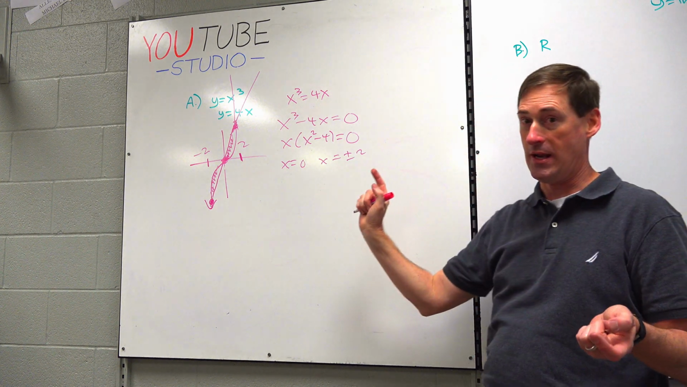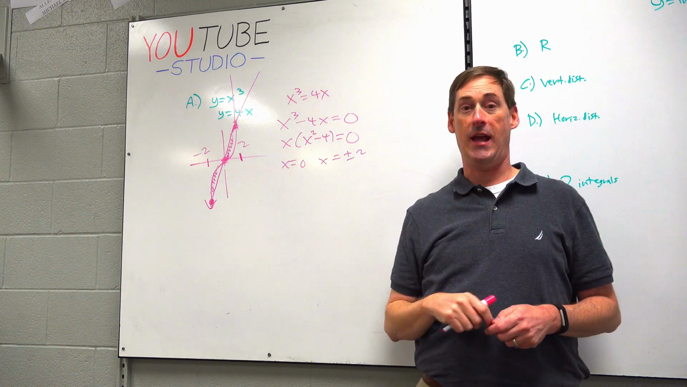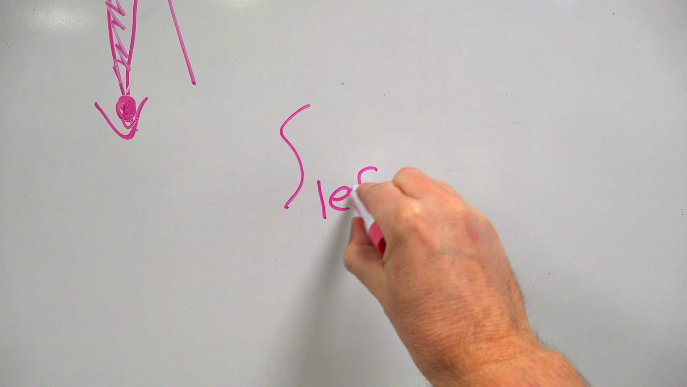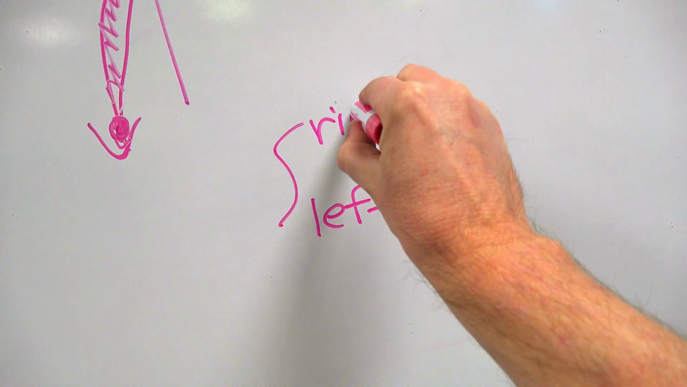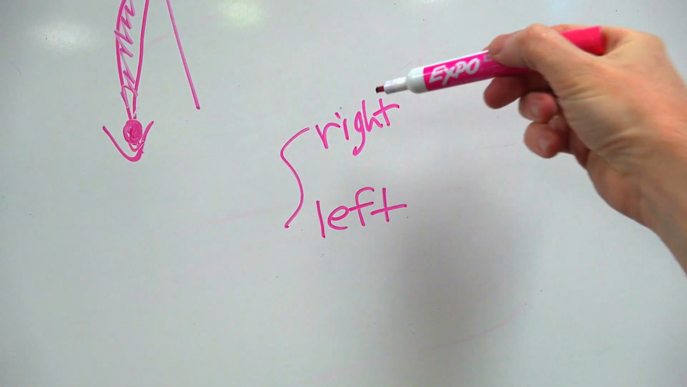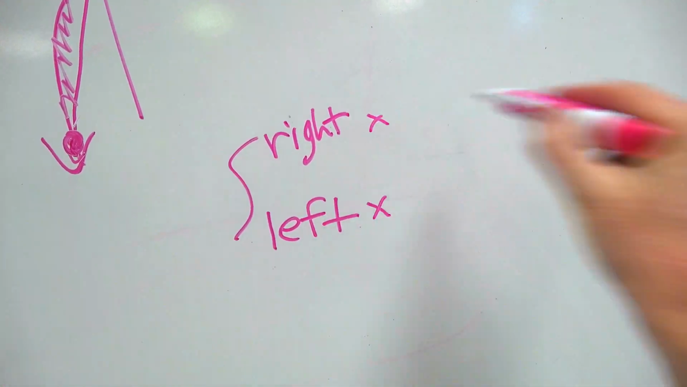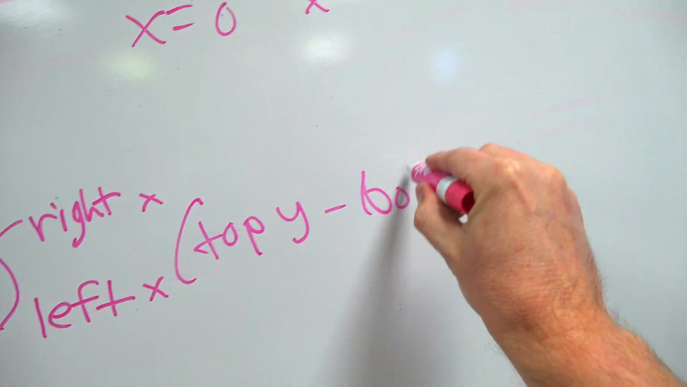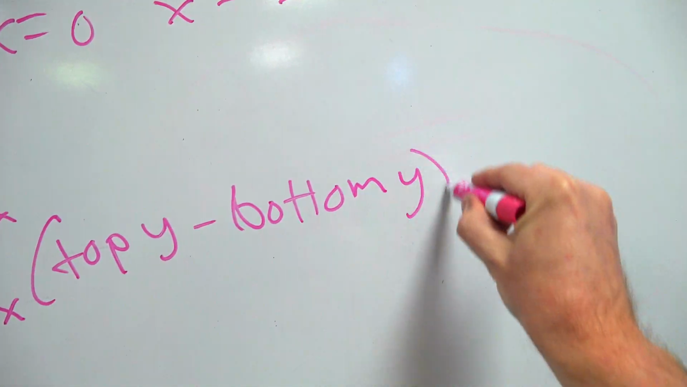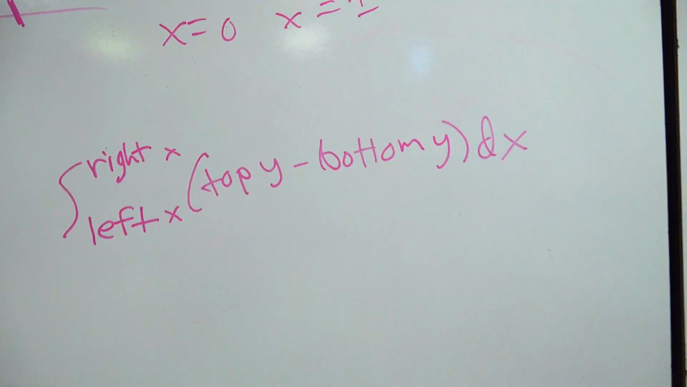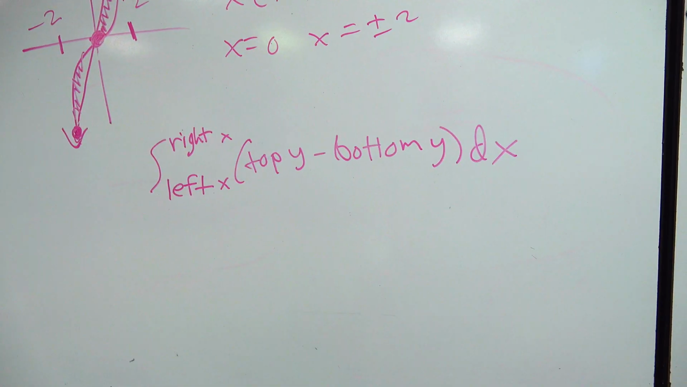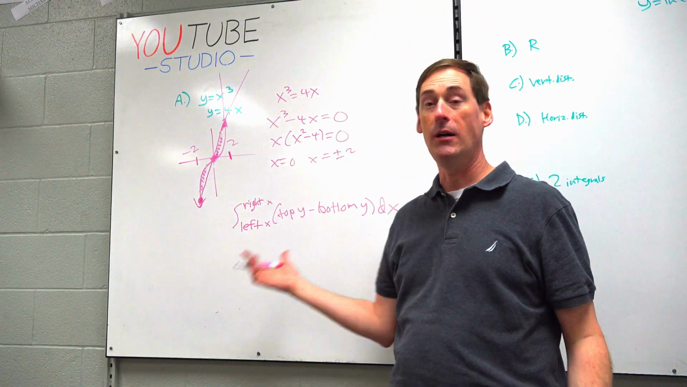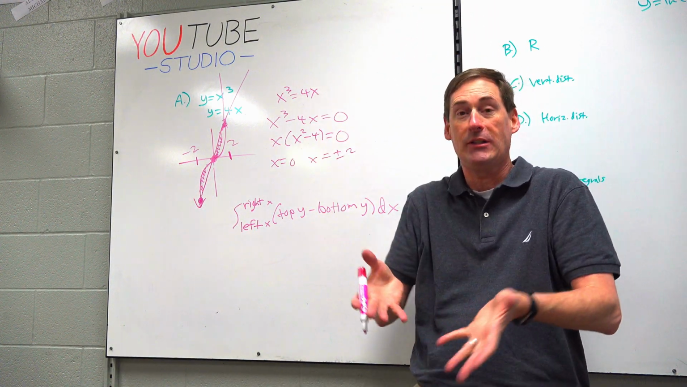Now you can integrate. But there's a new twist today. Our old buddy, Jean-Gaston Darboux, discovered that the area of any space is the integration from left to right, that is left x to right x specifically, of the vertical distance, top y minus bottom y. This is in very colloquial terms here, all right? Very unofficial terms, but guess what? It works.